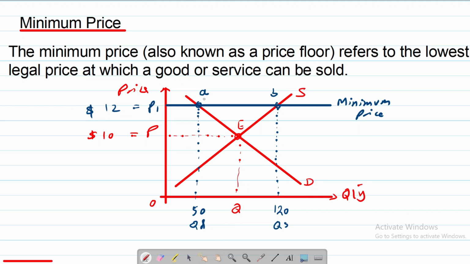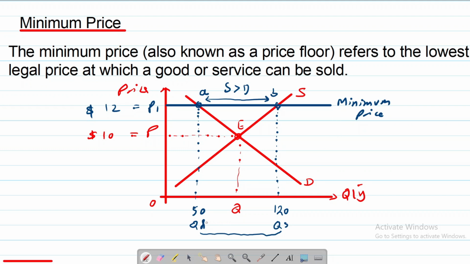Right, from point A to B, this gap represents surplus of supply, meaning supply is greater than demand. You can also identify surplus of supply from here as well. From 50 to 120, the gap between QD and QS, is the surplus quantity of goods and services, not labor, sorry. If it is minimum wage, then there will be surplus supply of labor, but in this case we are talking about goods, so this is surplus supply of goods, keep in mind, because the minimum price or minimum wage law is also used in the labor market as well.